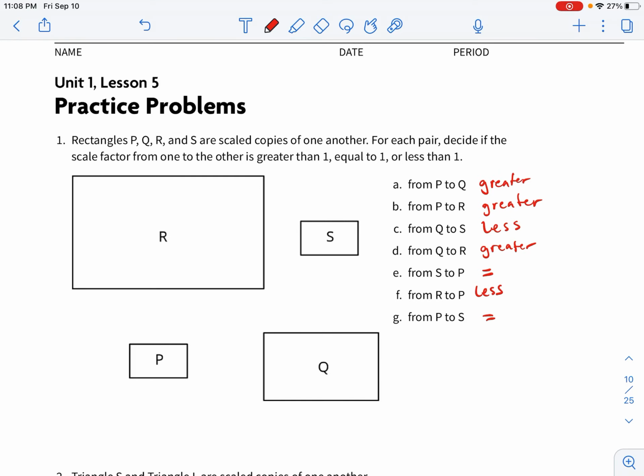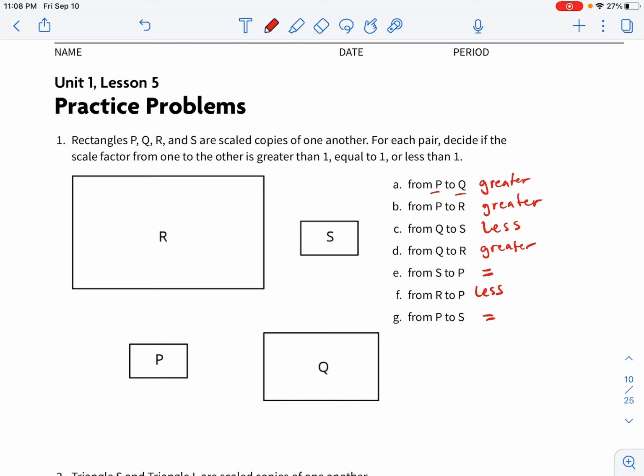All right, here are the packet problems that we did from lessons 5, 6, and 7. I'm just going to go over them real quick. So this first one is just asking if to go from P to Q, would the scale have to be greater than 1, less than 1, or equal to 1?